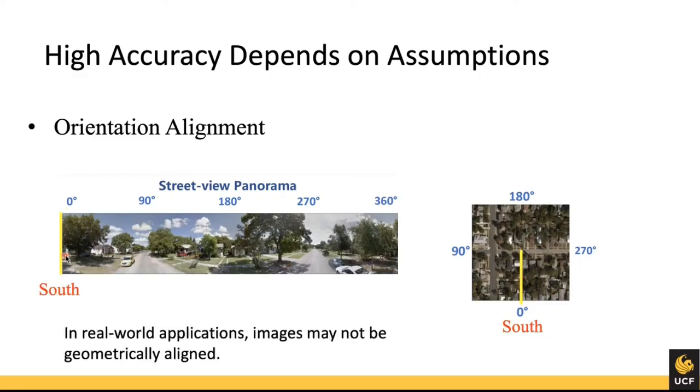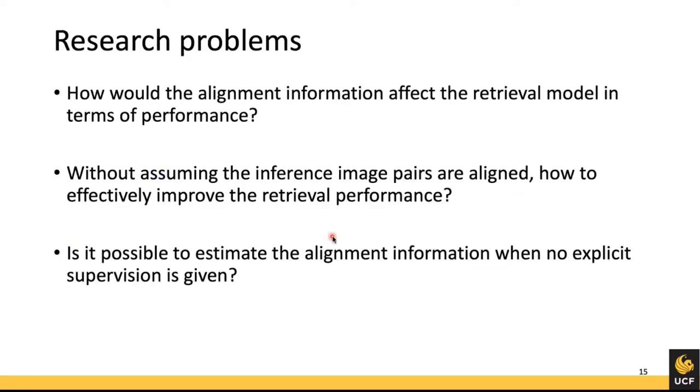Okay. But in real world applications, images may not be geometrically aligned, right? Maybe I have a reference database that is not aligned in this way, with south pointing in this direction, or maybe I have a street view image that can be shifted a couple of degrees, maybe to the right or other directions. So this motivates us to answer the following questions. How would the alignment information affect the retrieval model in terms of performance? Without assuming the image pairs are aligned, how do we effectively improve the retrieval performance? And finally, is it possible to estimate alignment information when there's no explicit supervision?